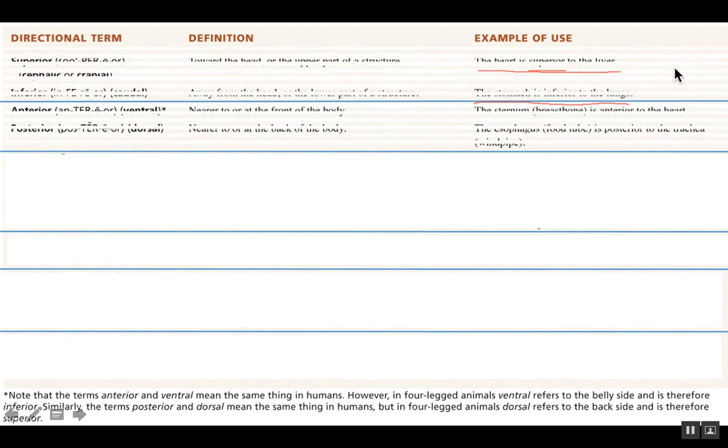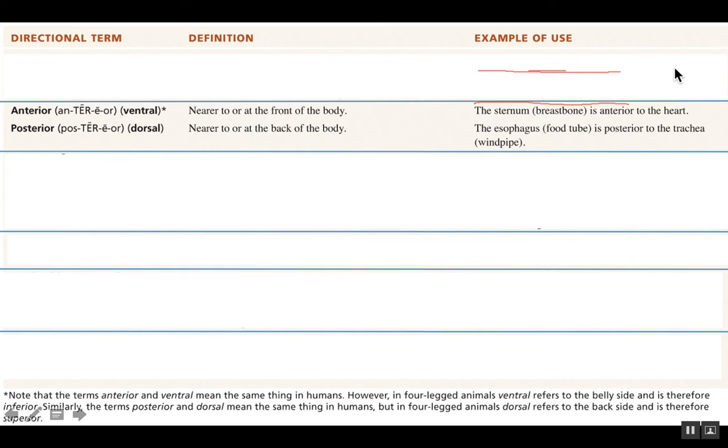The next pair of terms include anterior and posterior. We can also use ventral and dorsal. In some cases you will see anterior, posterior. In other cases, we might use ventral and dorsal instead. Anterior means nearer to the front of the body, whereas posterior means towards the back of the body.